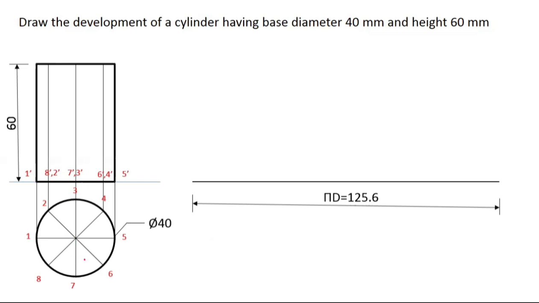So how much part we have done? We have divided the circle into 8 equal parts, an even number. So this 125.6 length should be divided into 8 equal parts. It's not very easy to divide this 125.6 into 8 equal parts. So in the beginning of engineering drawing, we teach the students how to divide a line into a certain number of parts, whether it is odd or even.